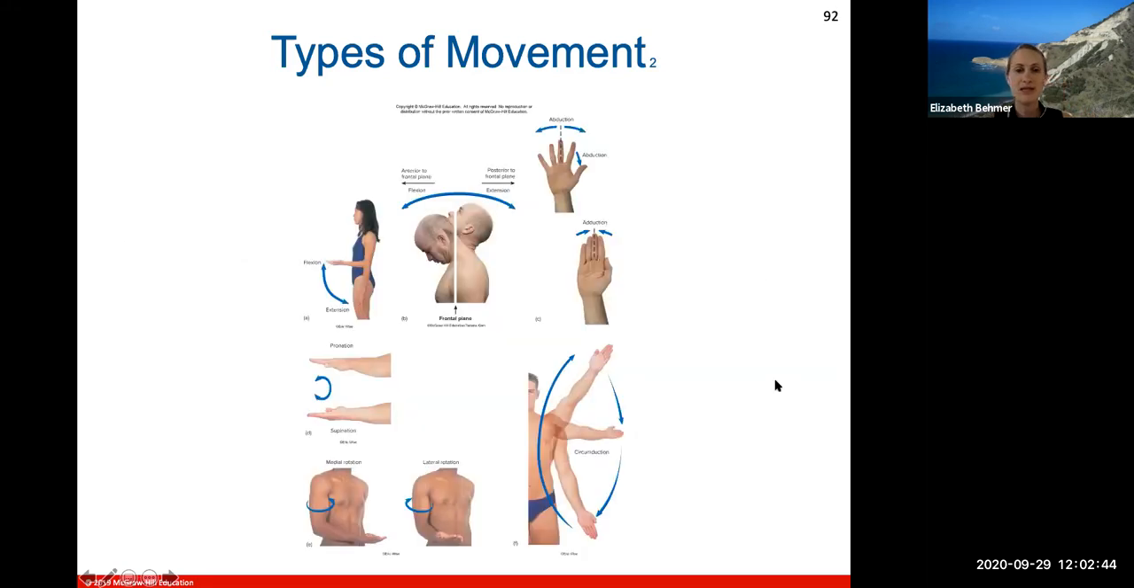These are pictures of what I just described. You can abduct your fingers if you spread them all apart, and adduction is putting them back together.